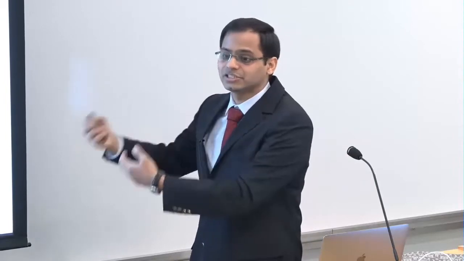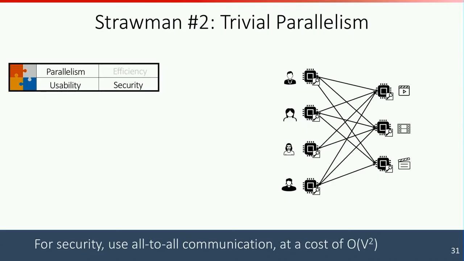And this is because the communication between one processor and another processor will reveal the existence of an edge. One way to fix this is to ensure that there is an all-to-all communication between these processors. And there you would achieve security, but now this would be at a cost of V-squared communication.